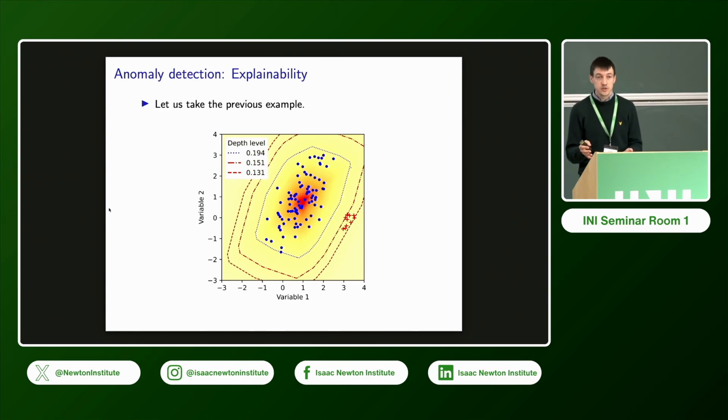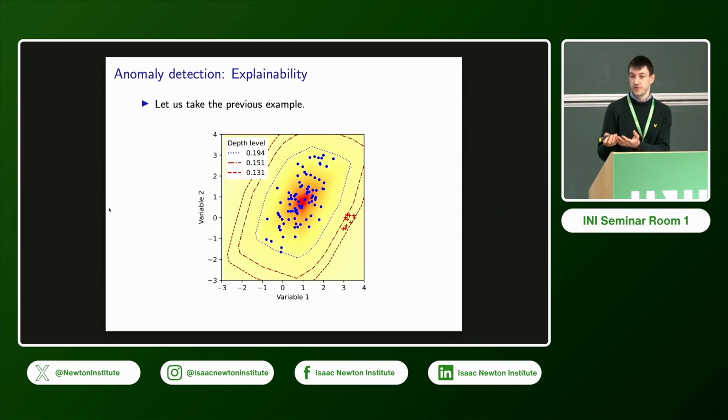Continuing on the anomaly detection using data depths, one can actually think about some kind of explainability, right? In the sense that if we have a group of anomalies, we can not just detect them, we can say more about them. So how does it work?